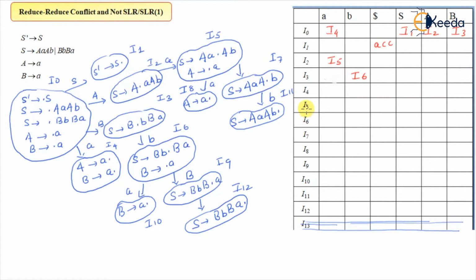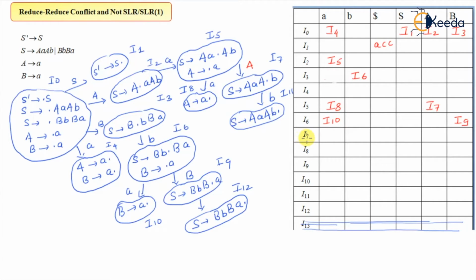I5 on input capital A goes to I7, and on input small a goes to I8. Then I6 on input capital B goes to I9, and on input small a goes to I10.